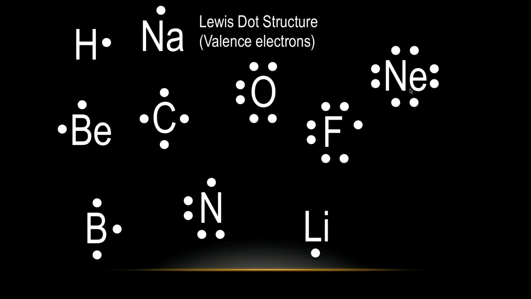So a question I'm going to ask here is, what's the maximum number of dots that you can have around an element? If you said 8, you would be correct, because remember, the last shell can only hold 8 electrons before it adds another shell. So it's that magic number 8.